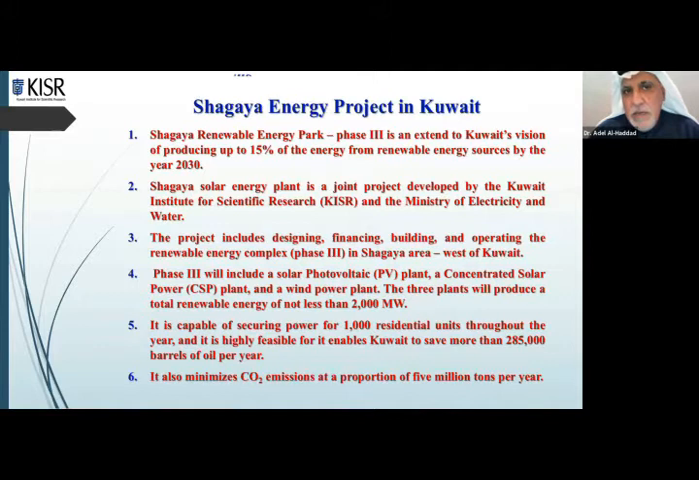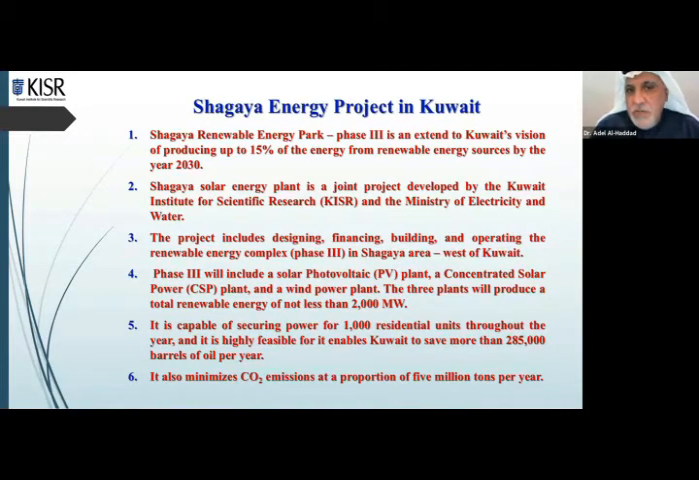The big project for energy generation in Kuwait, they call it Shagaya Renewable Energy Park. It has, I think, around 5 phases, starting from the declaration of this project in 2010. And the aim of this project is to produce up to 15% of the energy from renewable energy by the year 2030.